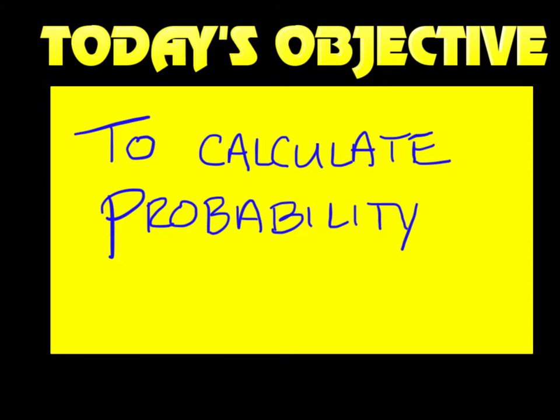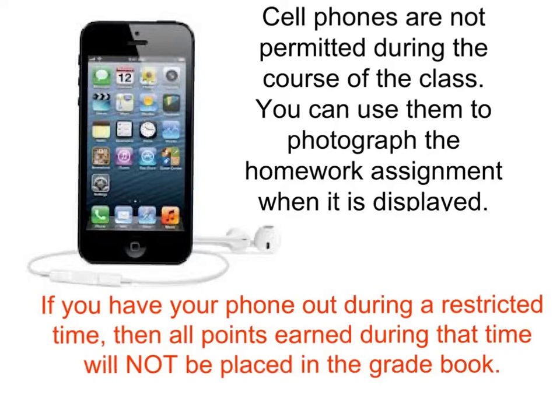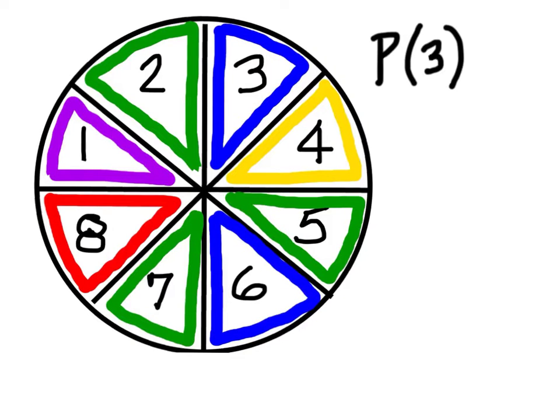To calculate probability, here's a spinner with colors and numbers on it. We want to find the probability of 3. We have 8 choices on there, or 8 options. Actually 8 outcomes. And there is only one 3 on there. So 1 over 8 would be the answer.